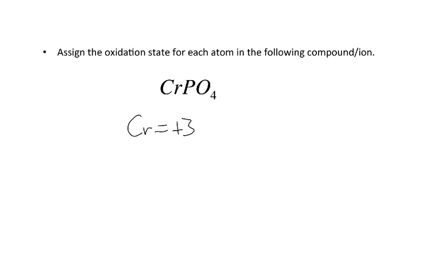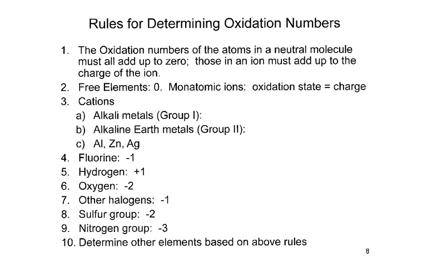So I already know that chromium has an oxidation state of +3. So now I just need to figure out what is the oxidation state on the phosphorus and the oxygen in the phosphate ion. So I know phosphate is PO4 3-. So whatever the oxidation states on phosphorus and oxygen are, they have to add up to be -3. So let's go back to our rules for assigning oxidation states. All right, so we're trying to figure out what are the oxidation states on phosphorus and oxygen in phosphate.